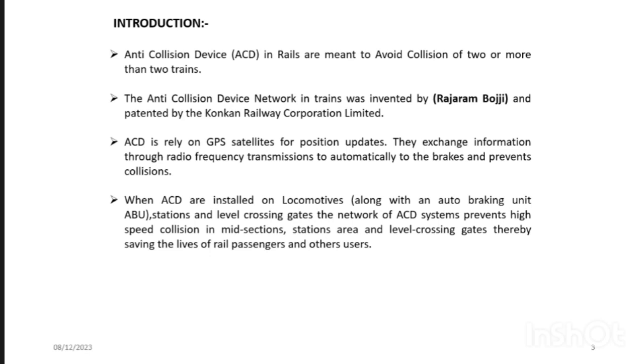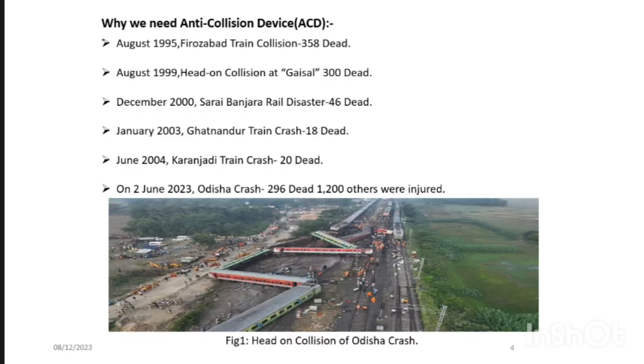When ACDs are installed in locomotives along with an auto braking unit (ABU), station and level crossing gate, the network of the ACD system prevents high-speed collisions in mid-sections, station areas, and level crossing gates, thereby saving the lives of rail passengers and other users. Moving to the next slide, here we have why we need an anti-collision device.